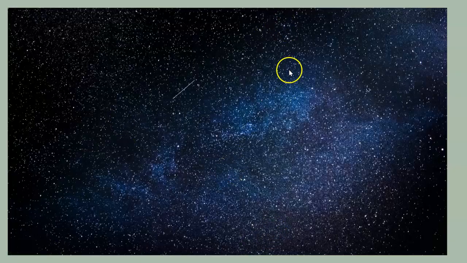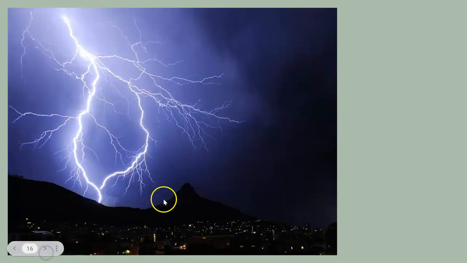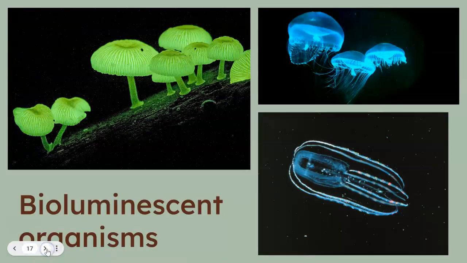Any star, the sun is a star, so any star is a big ball of light generating its light like that. Lightning, that's actually hotter than the sun. That is another natural source of light. And we have these wonderful creatures called bioluminescent organisms that actually create their own light, which is super duper cool. I mean, I just think that's amazing that they do that.